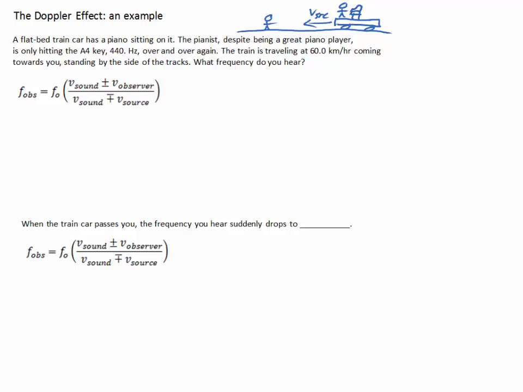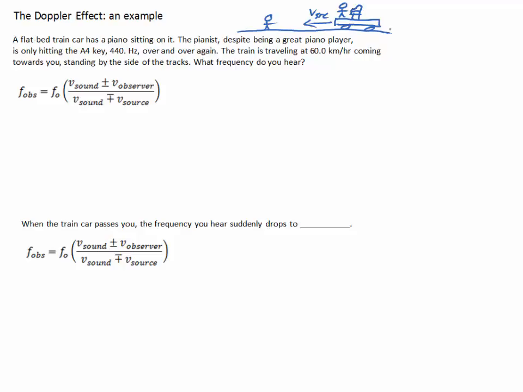Here's an example calculation question involving the Doppler effect. Let's say that there's a flatbed train car that has a piano sitting on it. The pianist, despite being a great piano player, is only hitting the A4 key, that is the key that makes a 440 hertz note. The train is traveling at 60 kilometers per hour, coming towards you, standing by the side of the tracks. What frequency are you going to hear?